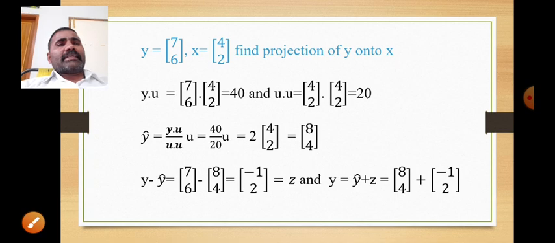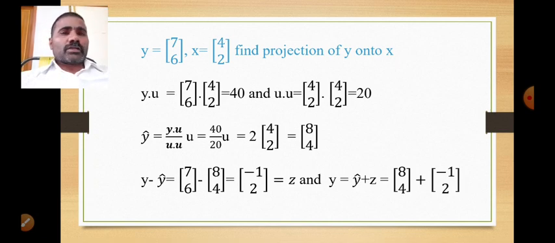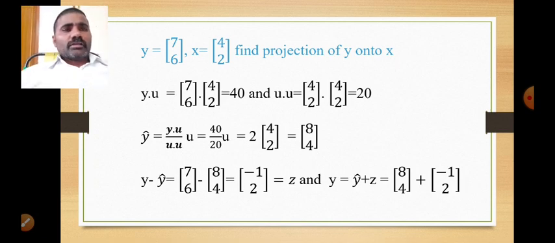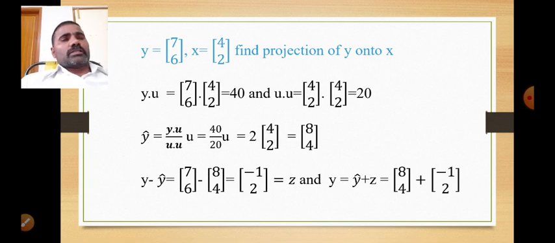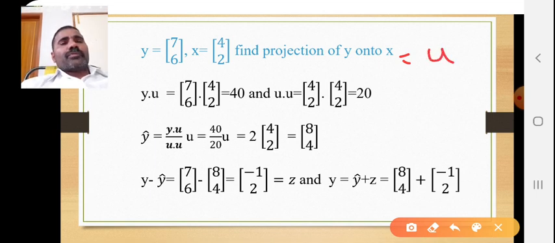Now let us take two vectors y and x. y is (7, 6), x is (4, 2). Now find the projection of y onto x. Here x is the earlier case u. x is nothing but u here.